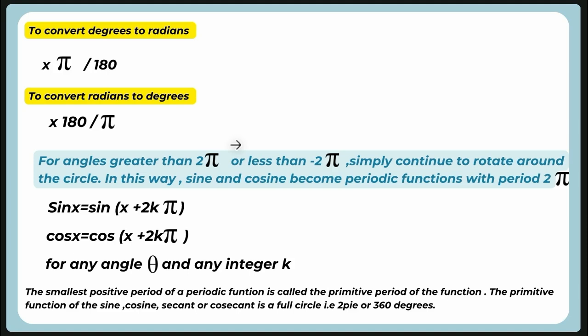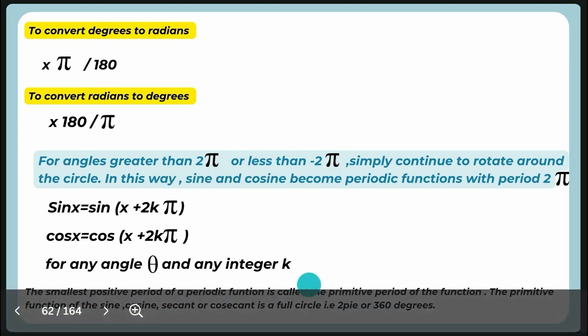For angles that are greater than 2 pi or less than minus 2 pi, we simply continue to rotate around the circle. In this way, sine and cosine become periodic functions with a period of 2 pi. Sine x is equal to sine of x plus 2k pi, while cosine of x is equal to cosine of x plus 2k pi, for any angle theta and any integer k. The smallest positive period of a periodic function is called a primitive period, which is a repetitive cycle. The primitive period of the sine, cosine, secant or cosecant is a full circle, which is 2 pi or 360 degrees.